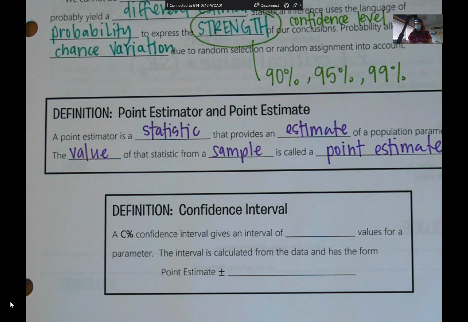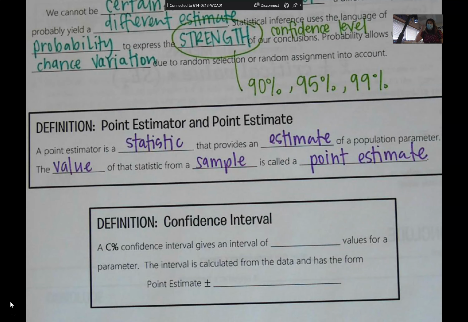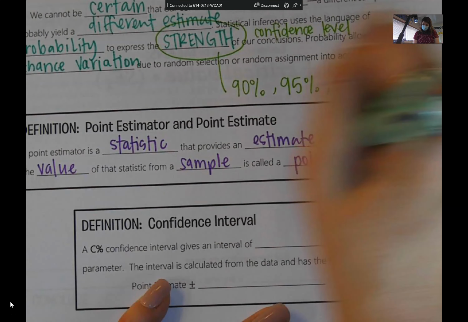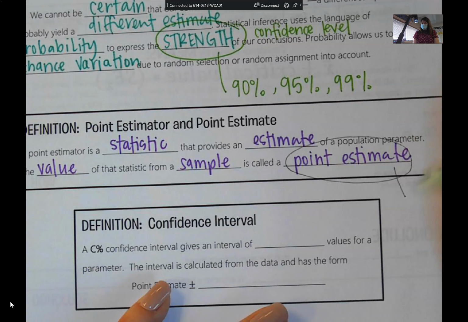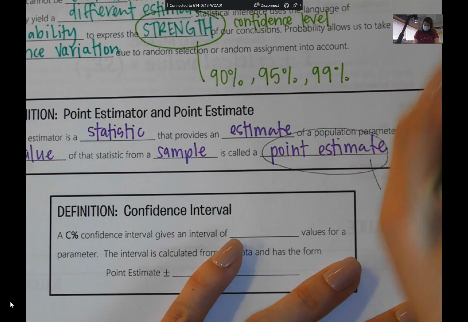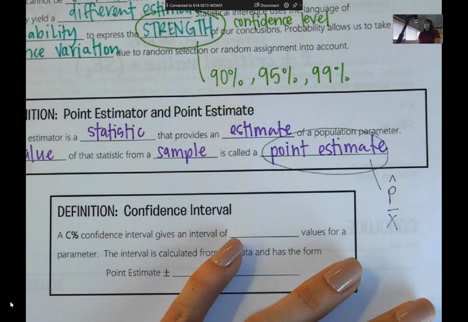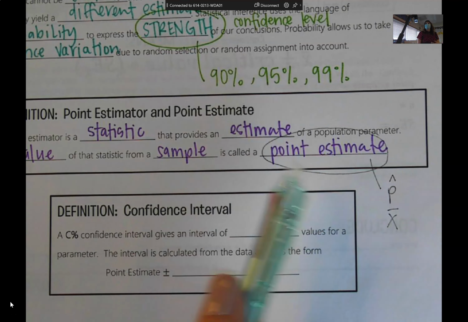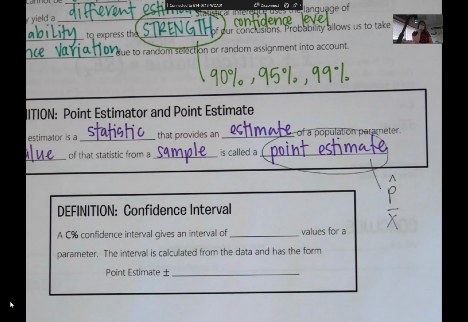Really what they're saying here is that the statistic you calculate from your sample is the point estimate. This is all just fancy words for things you already know. The most common point estimates that we have looked at together so far are p hat and x bar.